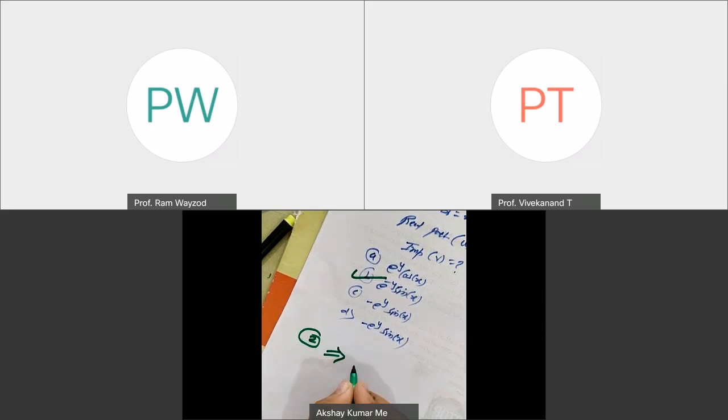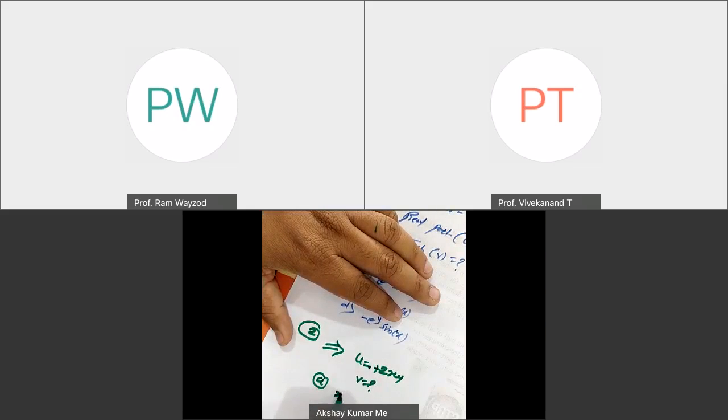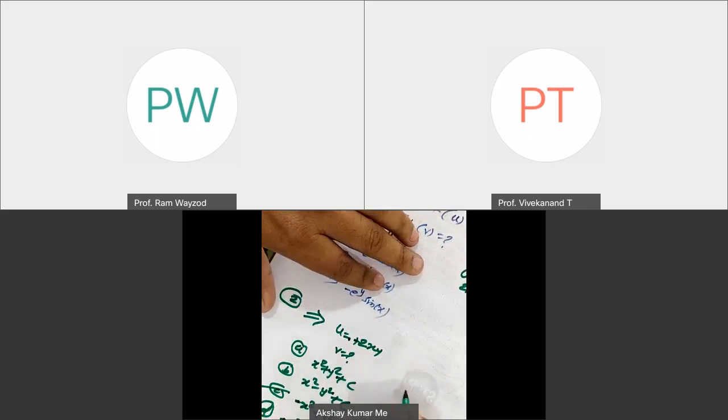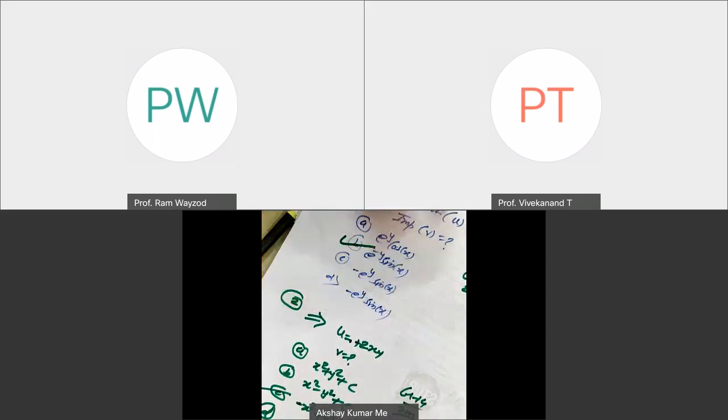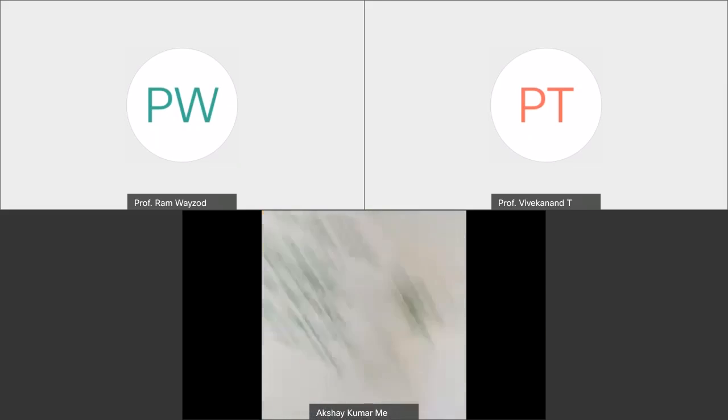Similar example. Square plus y square, plus c. 2 marks. Start another example. One more example.